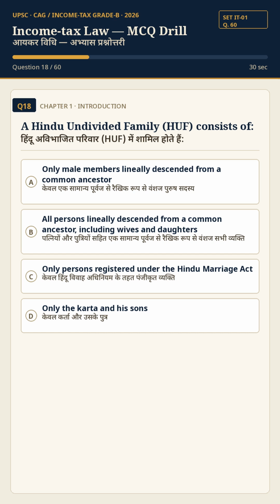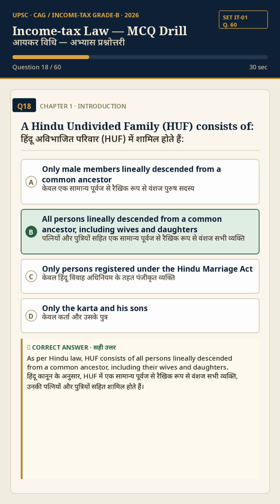The correct answer explanation. As per Hindu law, HUF consists of all persons lineally descended from a common ancestor, including their wives and daughters.